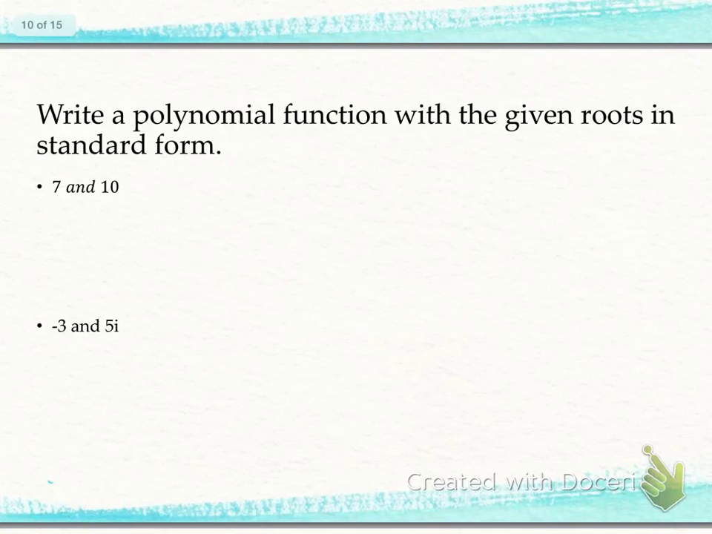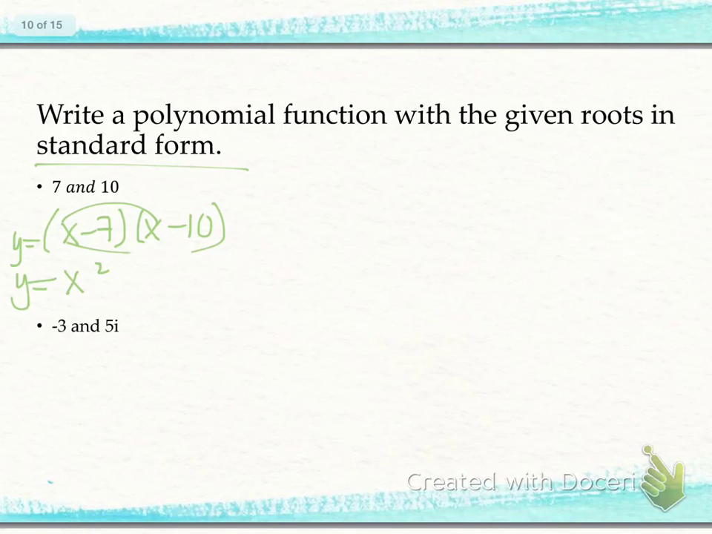Okay, write the polynomial with the given roots in standard form. So ax squared plus bx plus c. So I give you the roots. Remember, whenever you plug them in, you always plug them in the opposite of what I gave you. So then you would FOIL. First is x squared, O is outside, I is inside, and then L is last. And then we simplify to get y equals x squared minus 17x plus 70.